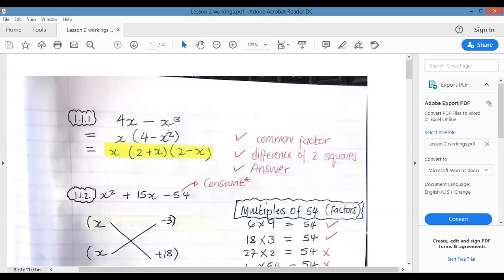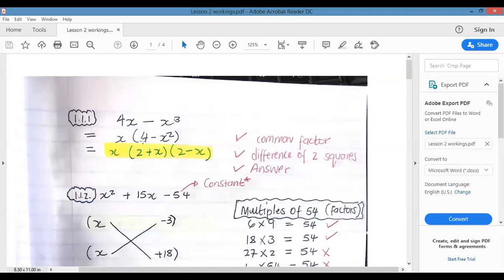So in this case, you've got two terms. You've got 4x minus x cubed. Does it make sense? Now, what is common between these two terms? It's x. You must open your bracket because only x is common. There's only one x here, but here there are three x's. So what is common? It's x.